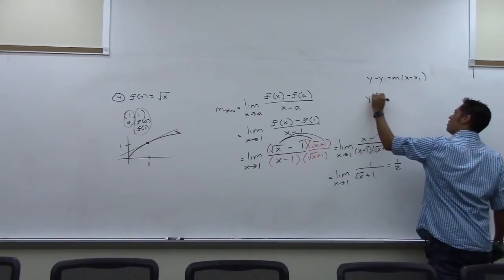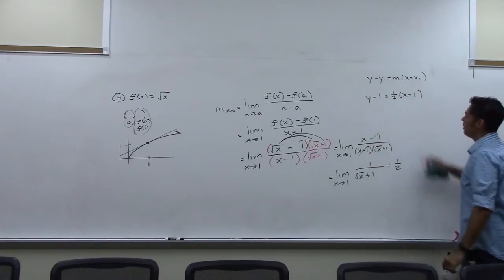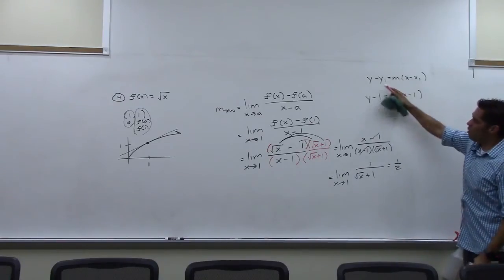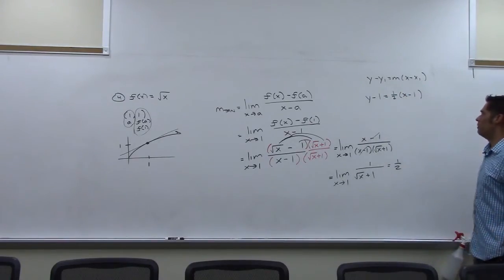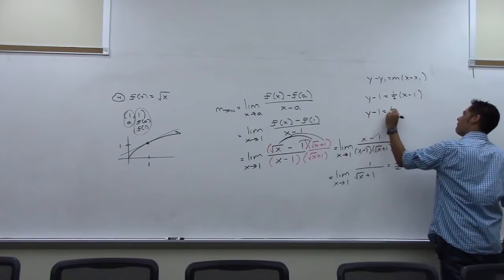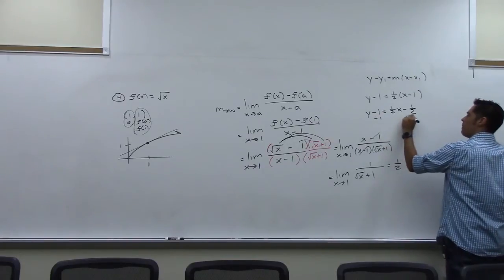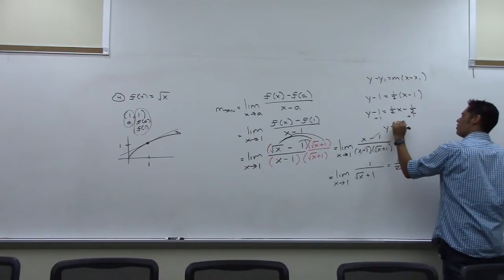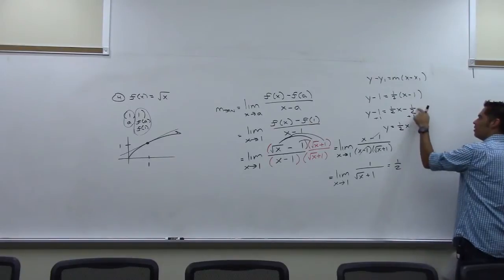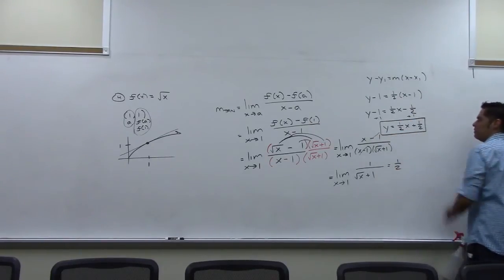We're not done. Now we need to use y minus y1 equals m times x minus x1. So y minus 1 equals 1/2 times x minus 1, just replacing the m with this, and replacing y1 with 1 and x1 with 1. Distribute the 1/2 through, and then add 1 to both sides. y equals 1/2 x, and then when you put those together, you get plus 1/2 again. There's the equation.